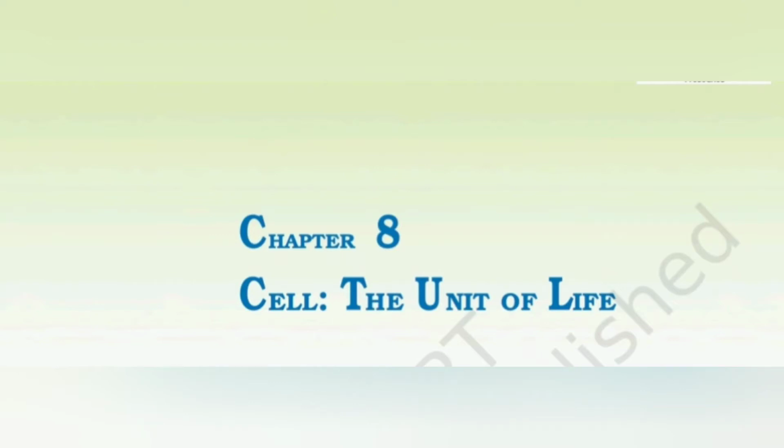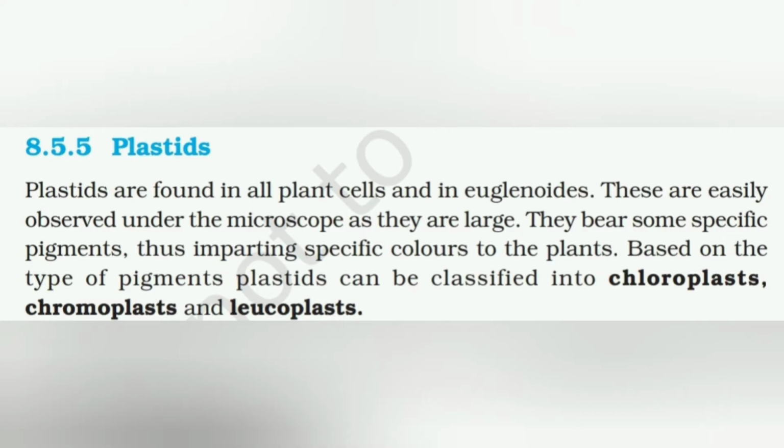Good morning, students. Let us continue with the next organelle, plastids. Plastids are found in all the plant cells and in euglenoids. Remember euglenoids, members of kingdom Protista? These are easily observed under the microscope as they are large.